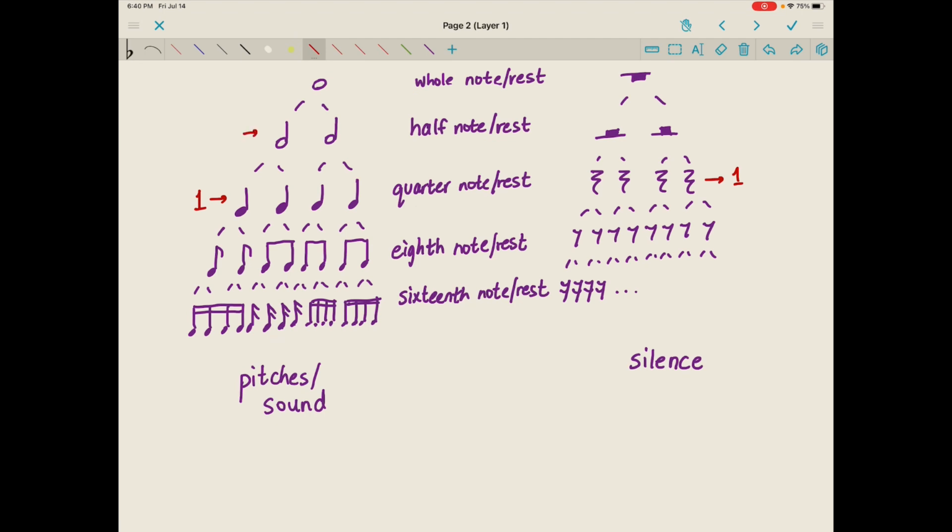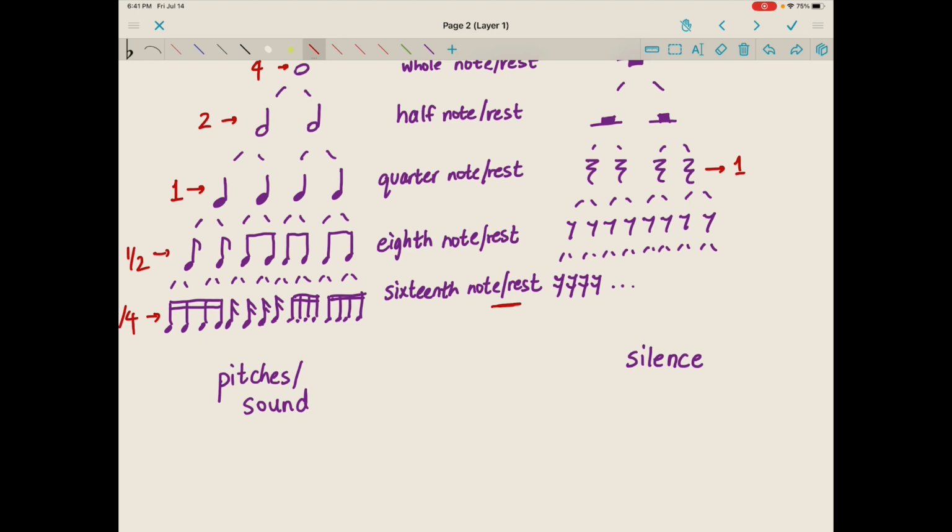So we know now that a half note will get 2 beats, and a whole note will get 4 beats, and an eighth note will get half a beat, and a 16th note will get a quarter of a beat, right? And the rests will have their equivalent worth. So a 16th rest will be a quarter of a beat, okay?